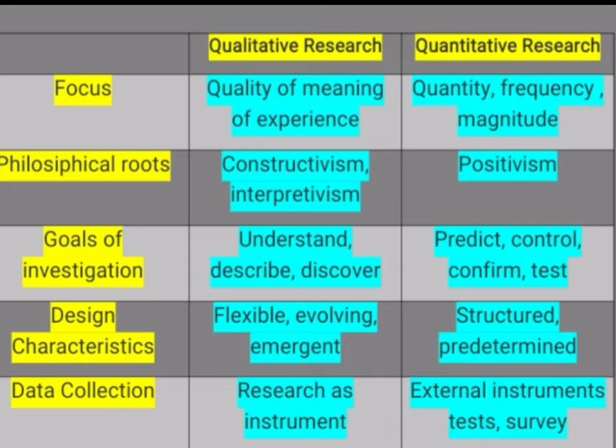Goals of investigation. The goals of qualitative research are to understand, describe, discover meaning, or generate hypotheses or theory. Quantitative research aims to predict, control, confirm, and test hypotheses. Design characteristics. Qualitative research is more flexible, evolving, and emergent, while quantitative research design is structured and predetermined.